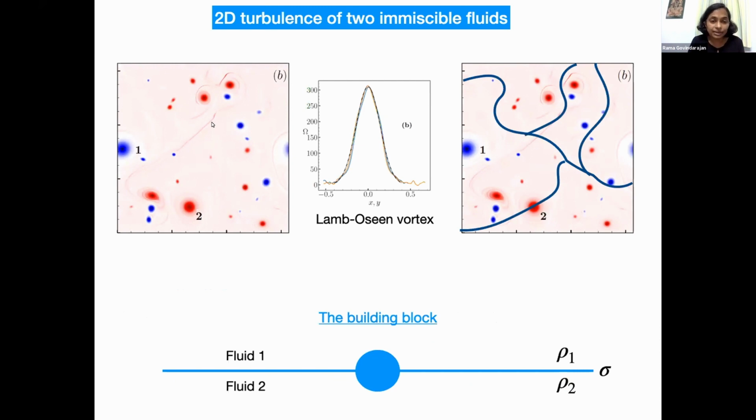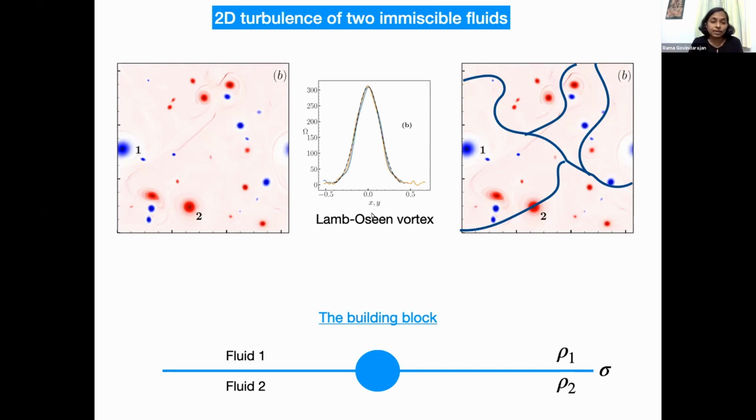Though some of them are distorted, a lot of them are near circular. We've taken two typical vortices, vortex 1 and 2, and plotted their vorticity profiles as a function of x and y, and you see that these profiles are very, very close to Gaussian. Now, a Gaussian profile vortex is called a Lamb-Oseen vortex, and it's an exact solution of the Navier-Stokes equations with an increasing radius and decreasing maximum as a function of time.